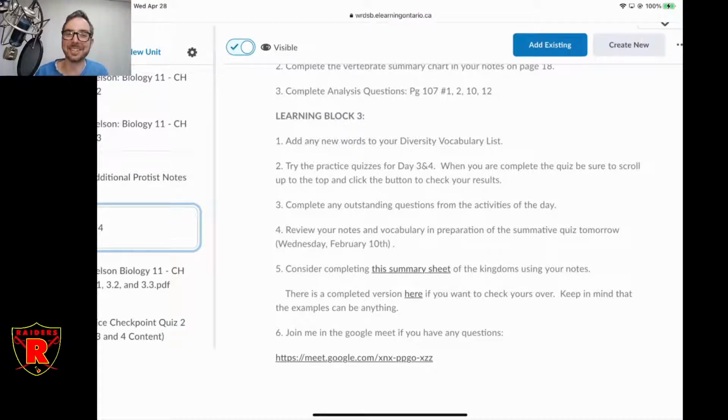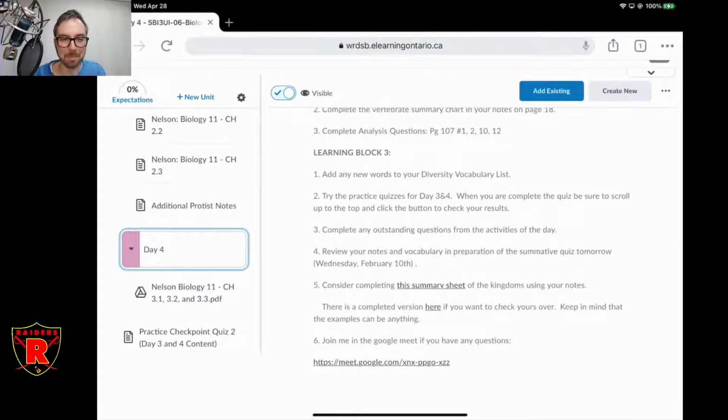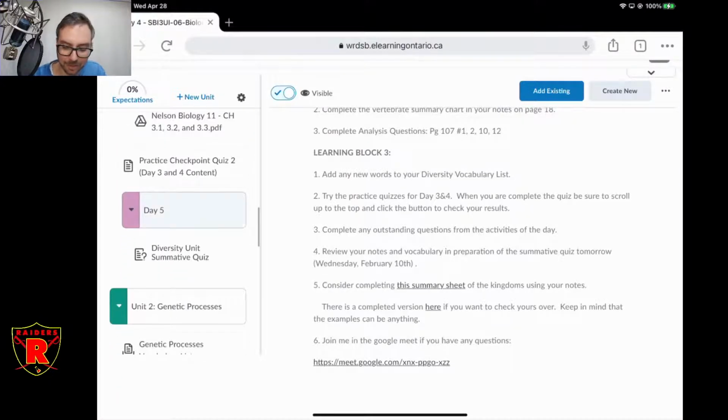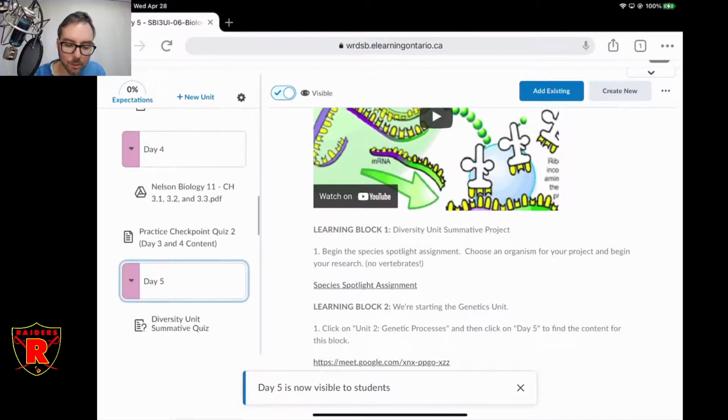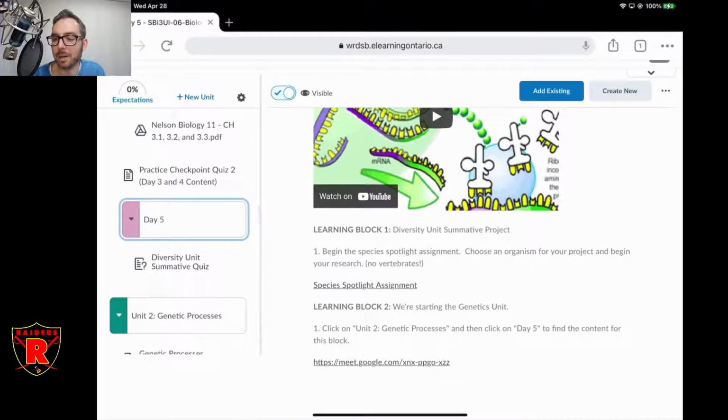So the quizzes are always written during block 3 of the last day of whatever unit. So today is the last day. Today's day 5 of diversity. So the quiz is now available. I recommend that you write it during block 3.